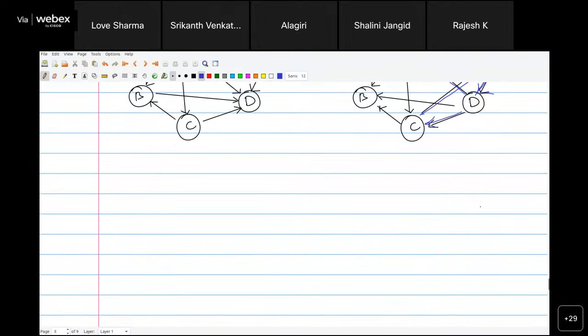And there are a few facts about these DAGs. Facts or properties of DAGs, you can also call them. So facts about these DAGs.